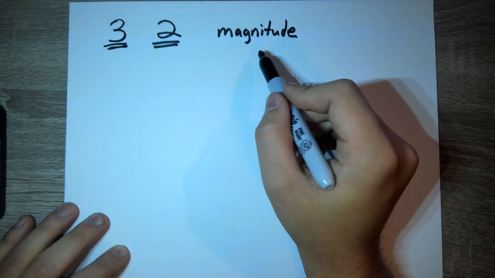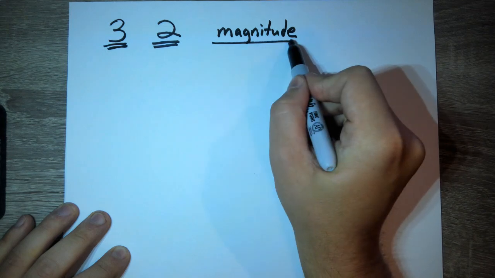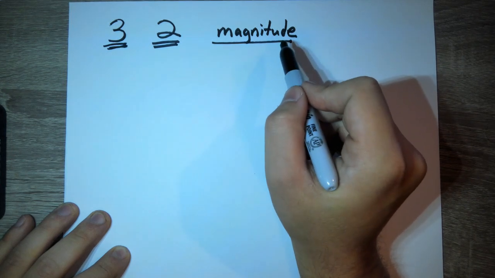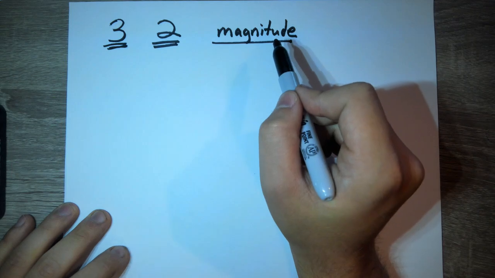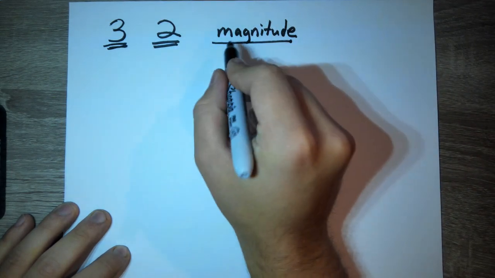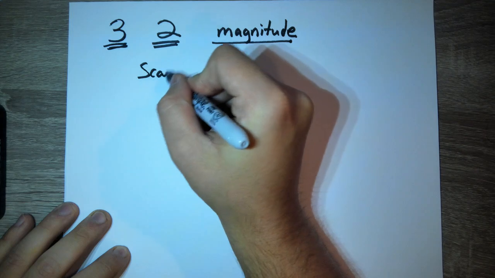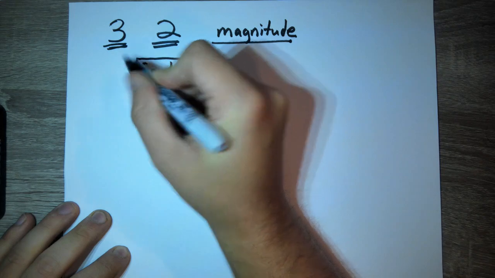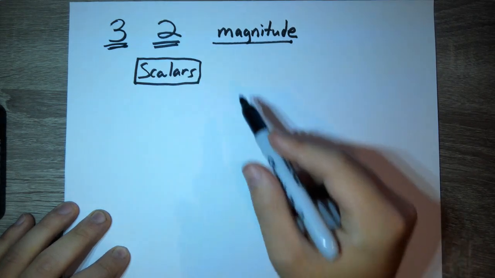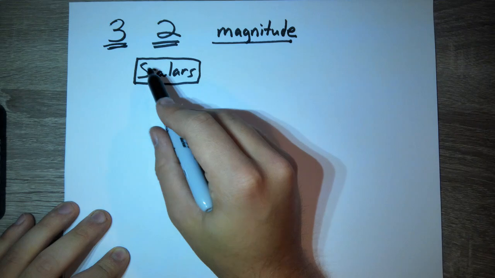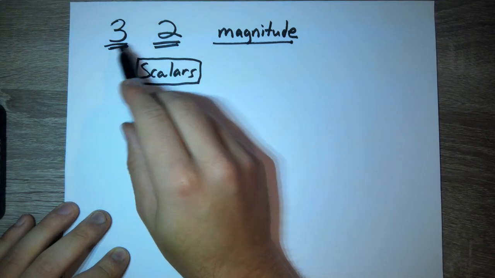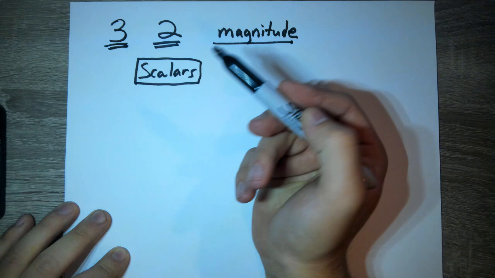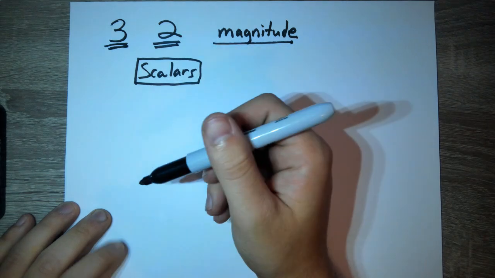So the size of a number is called the magnitude, and numbers or quantities that have magnitude and only magnitude we call scalars. Those are scalars. So 3 is a scalar, 2 is a scalar, because we only know the scale of the number relative to other numbers, which is essentially size.